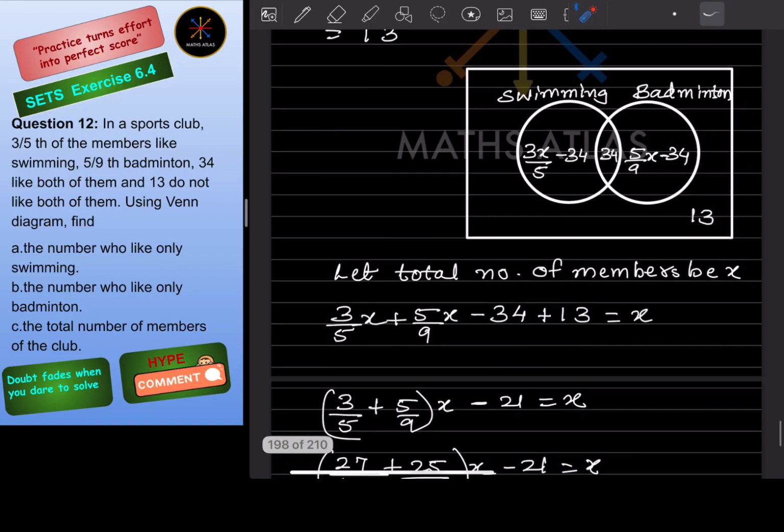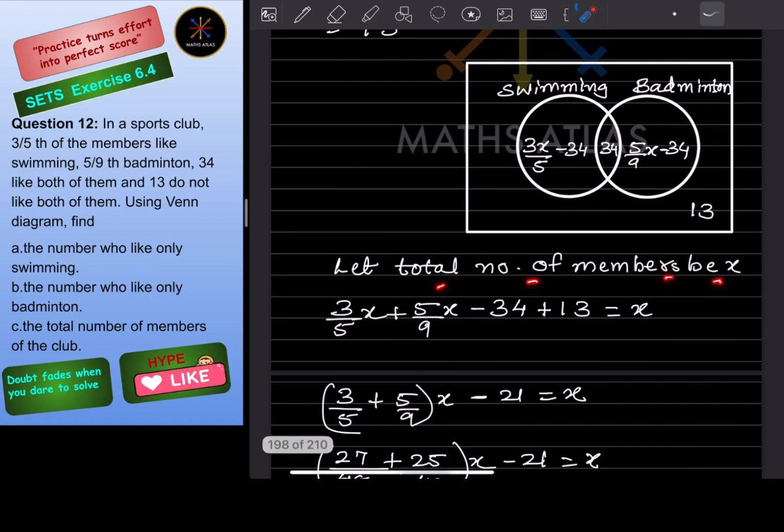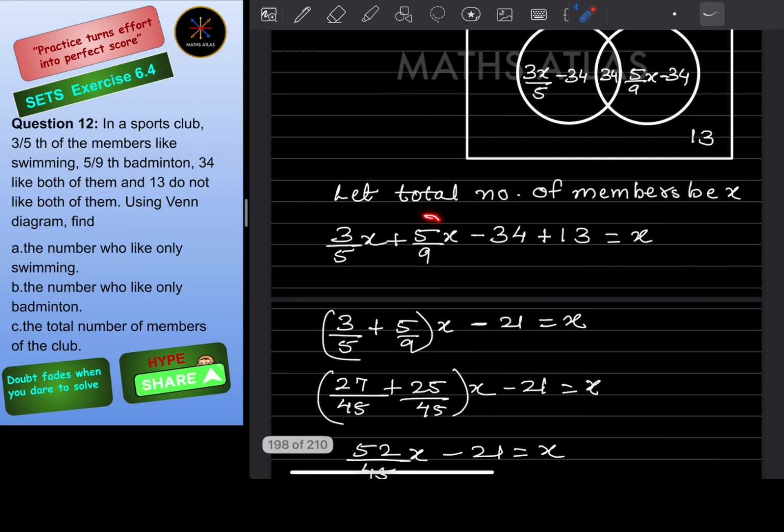So same thing is here. Let the total number of members be X. So here 3 by 5X plus 5 by 9X, and you're going to subtract this minus 34 from it, and this plus 13, and which is the total number, that is X. So now to simplify this one, both of them are X, so we can write here 3 by 5 plus 5 by 9 X, and this will be minus 21, and that is X. So you will solve this one.